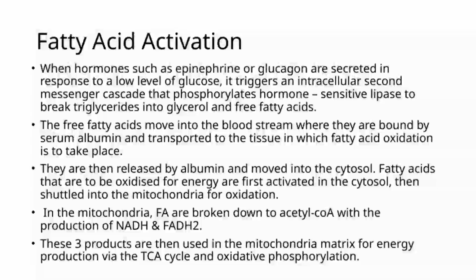In the cytosol, fatty acids that are destined for energy production are initially activated. This is a crucial step, before they are transported into the mitochondria, the cell's powerhouse. Inside the mitochondria, these fatty acids are broken down into acetyl-CoA, and during this process, NADH and FADH2 are generated. These molecules then enter the mitochondria's energy-producing pathways, specifically the TCA cycle and oxidative phosphorylation, resulting in the production of ATP, the cell's main energy currency.